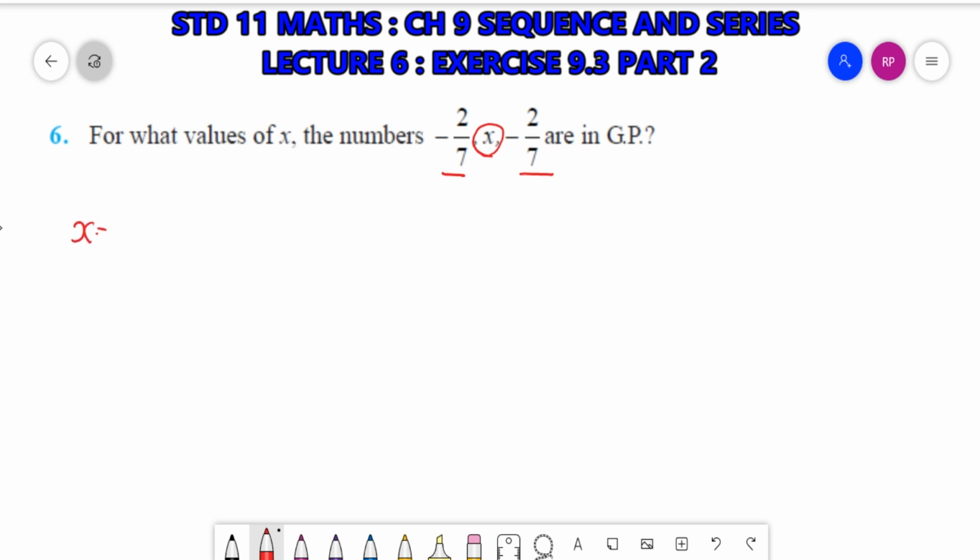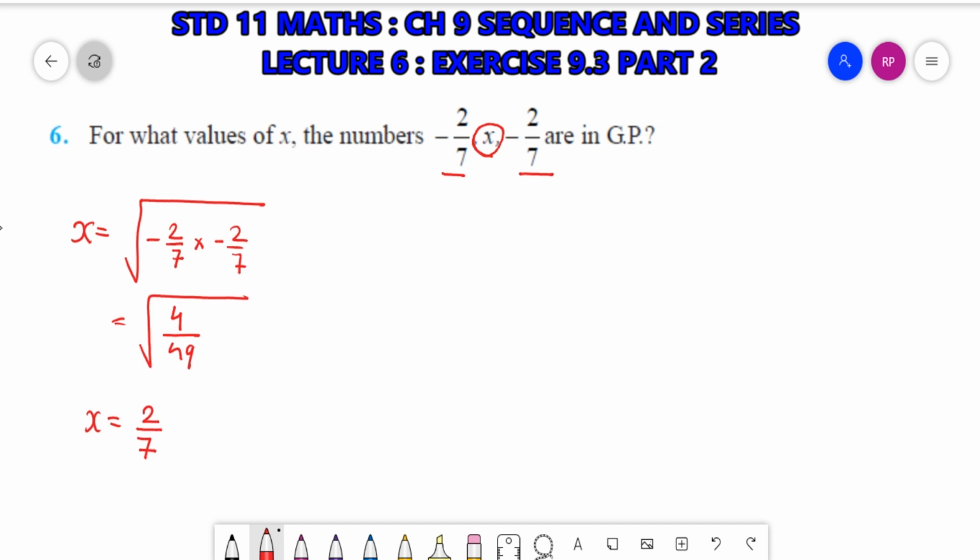X will be equal to square root of minus 2 by 7 into minus 2 by 7. That is the square root of minus 2 into minus 2, that is 4, and 7 sevens are 49. The value of x is equal to 2 by 7. Clear? So this was about question number 6. So just note it down.